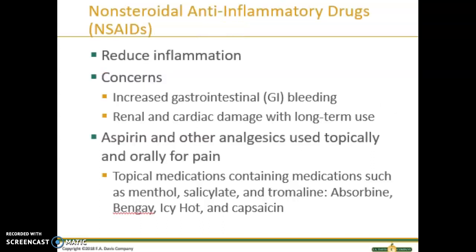NSAIDs reduce inflammation, but long term they may increase GI bleeding and cause renal and cardiac damage. And aspirin and other analgesics are used topically and orally for pain to manage the musculoskeletal system.